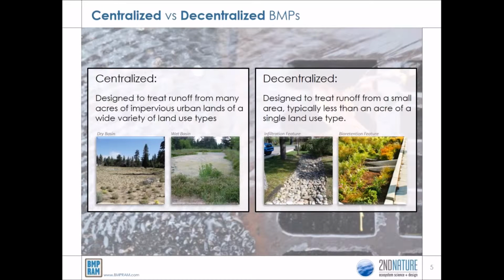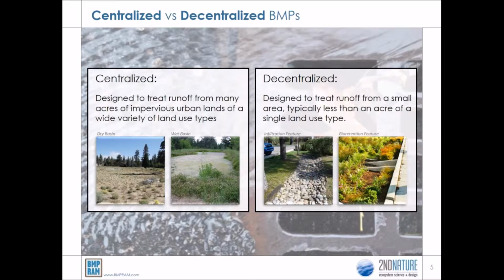BMP RAM groups BMP types into two categories, centralized and decentralized BMPs. And determining the BMP type of any structural BMP is a critical first step of the BMP RAM user. Centralized BMPs are typically larger and designed to treat stormwater generated from drainages that may be many acres in size and include a mixture of urban land use types. Decentralized BMPs are commonly designed and installed to reduce runoff from smaller drainage area of a single land use type, such as a commercial parking lot or a multifamily residential roof.